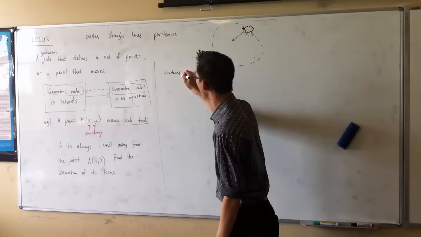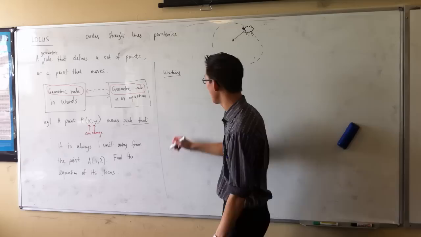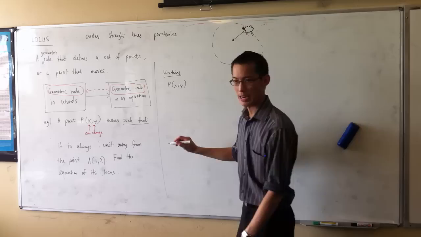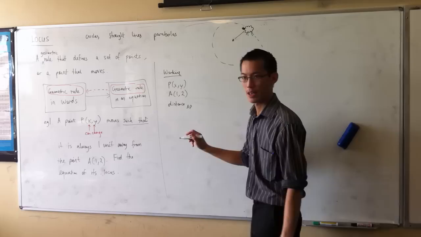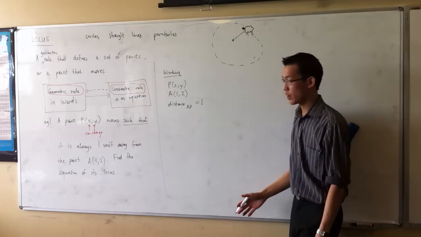I always begin, like in most questions, by picking out the most important piece of information. So you'd say, there's P, which is at x, y. Then there's the other point, which is 1, 2. And then they tell you that the distance between these two, distance AP, should always be equal to 1. Now in this question, because it's quite simple, that's all there is. There are no other facts that we need, and we can work this out now.